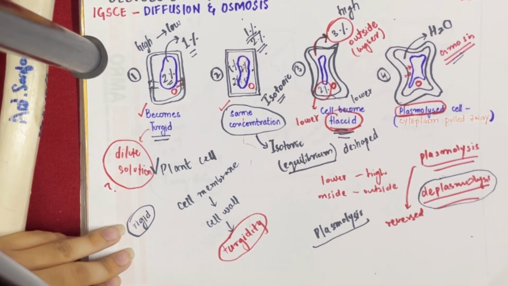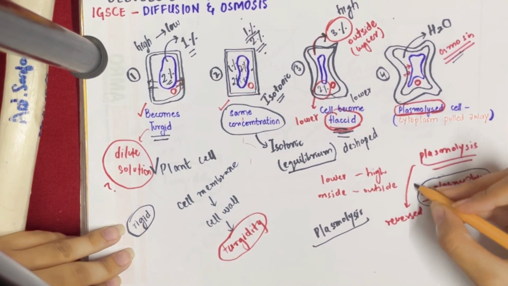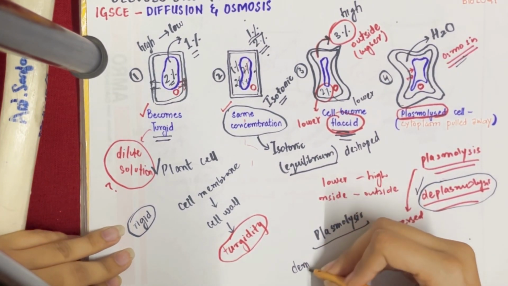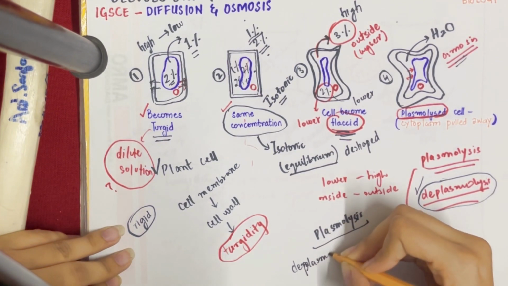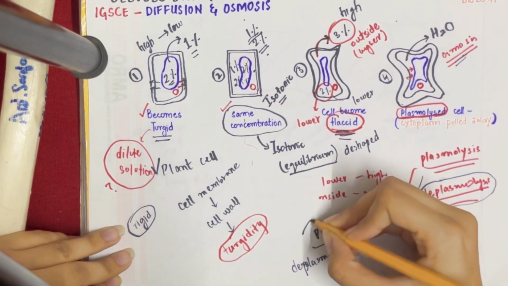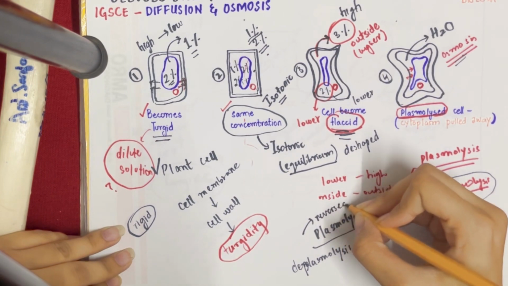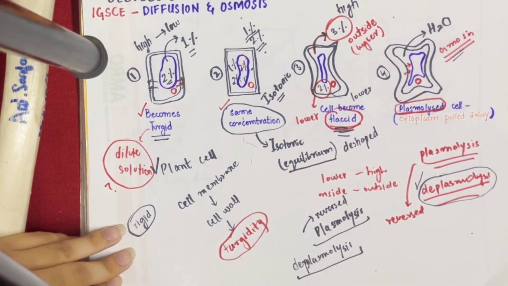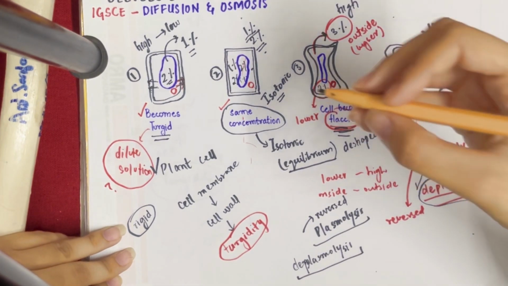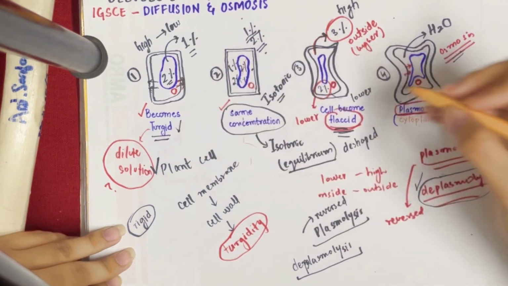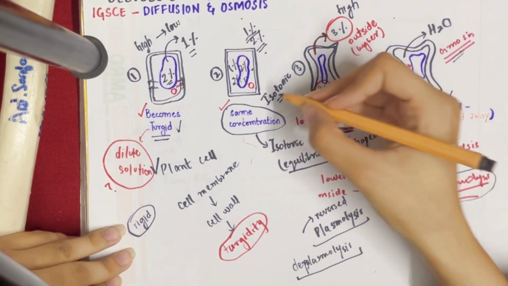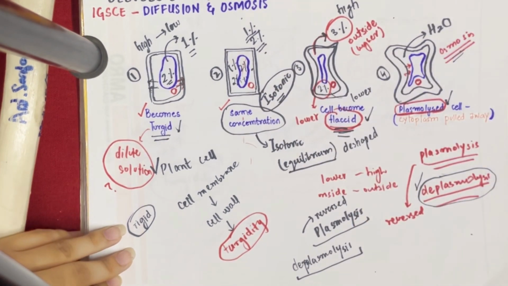The other term that you learn along with plasmolysis is deplasmolysis. Deplasmolysis is a condition when the plasmolysis becomes reversed and the cell comes back to its original position. Then we say that the cell is deplasmolysed. These are all the conditions that you need to learn when a cell is placed in a solution where it becomes turgid, where it becomes plasmolysed, where it becomes flaccid, and where there is no change. That term is isotonic solution.